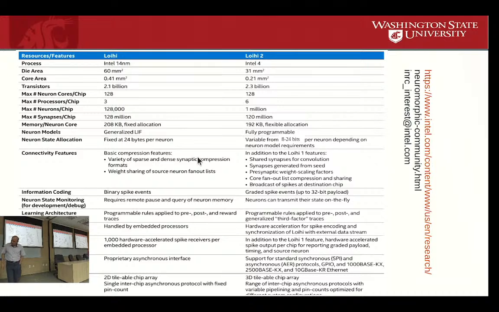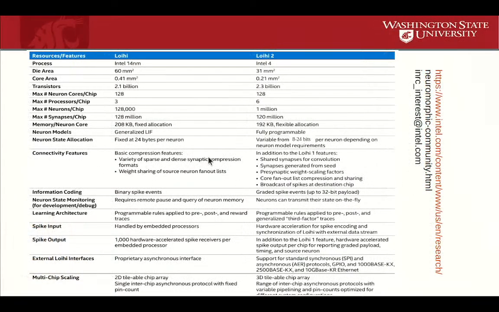Again, a little on specifications. I'll leave the presentation at some point so you can look at them if you're interested. I'll highlight a few of them. So that's one of the increases from 128,000 neurons for Loihi 1 to about 1 million now. About the same number of synapses, of course. That was a little bit underwhelming for us.